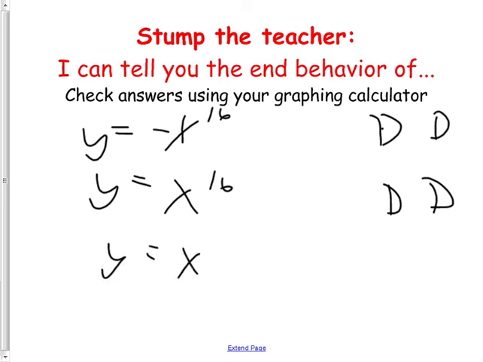Y equals x to the 15th. All right, that one would be, let me think, down, up. All right, wait. Actually, I just realized something. I was wrong on one of them. I'm going to fix it. Sorry, that's a big deal. X to the 16th should be up. Sorry about that. X to the 15th is not up. I'm positive of that. And yes, I double checked x to the 15th. I did it right. Down, up.